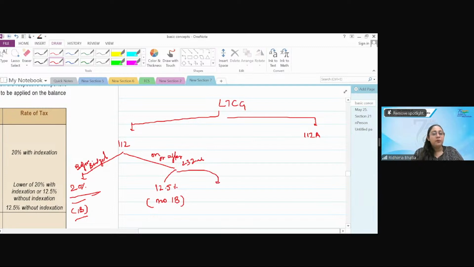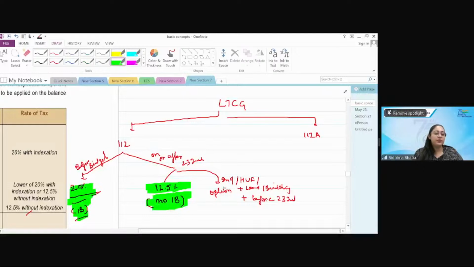Now, if you are a resident individual or HUF, and you are selling immovable property, land or building or both, and you have acquired this property before 23rd July, then the rate is at option. Option means either you can pick this, that is 20% with indexation, or you can pick this, that is 12.5% without indexation.